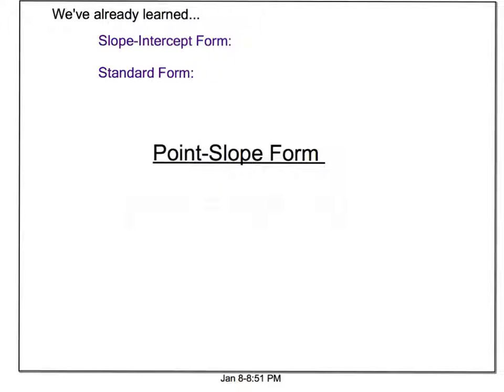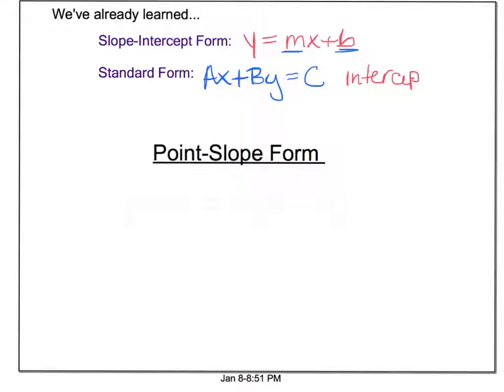The second form was called standard form, and this one was graphed differently. For this one, you used intercepts. Remember, that's where your graph crosses the x and y axis. And so to find the x-intercept, you would set y equal to 0, and to find the y-intercept, you would set x equal to 0.